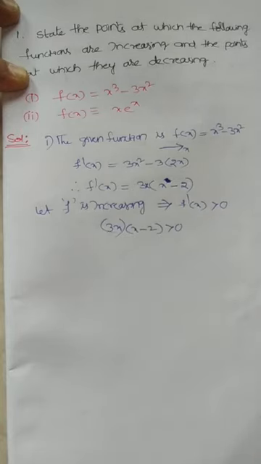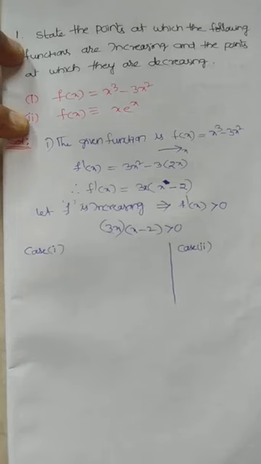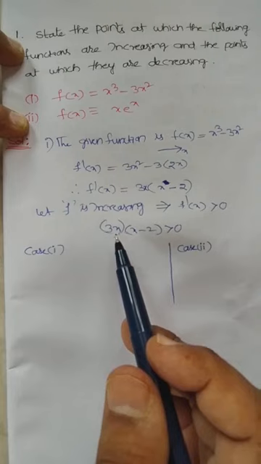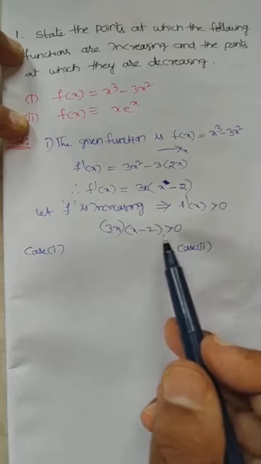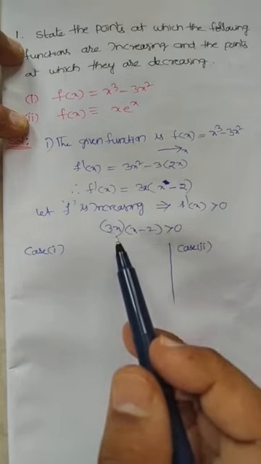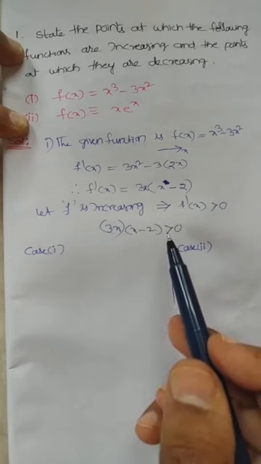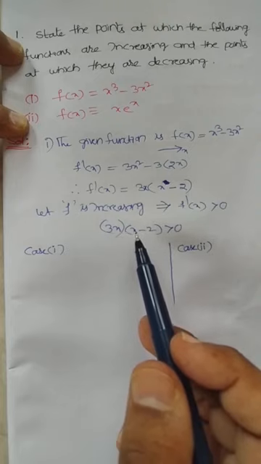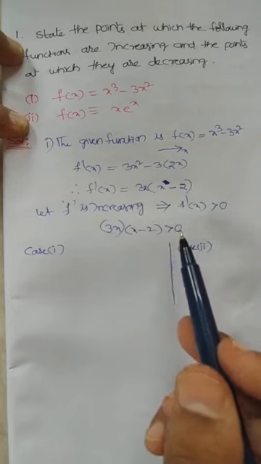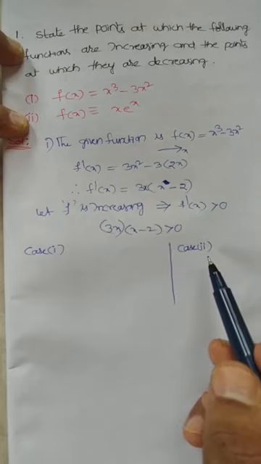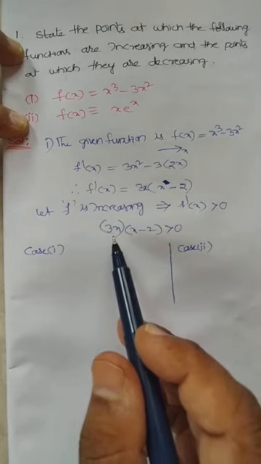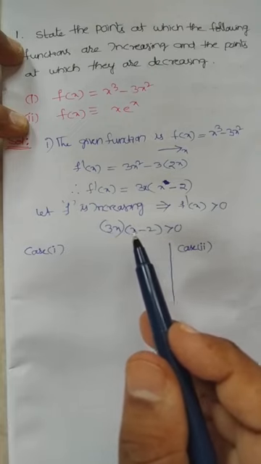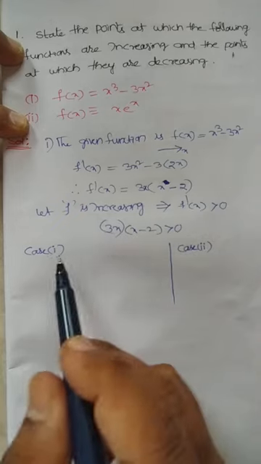Let's concentrate here. How many factors do we have here? Two factors. And the product of these two factors is greater than 0, that is, positive. Whenever the product of two terms is positive, either each term is positive, since positive into positive is positive, or one term is negative and the other term is also negative, since negative into negative is also positive.